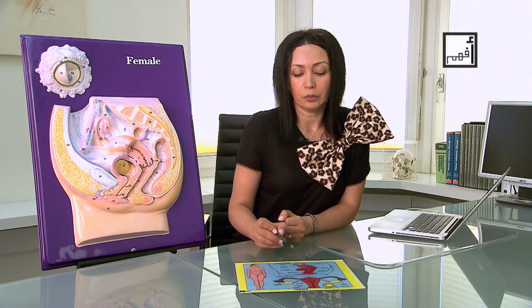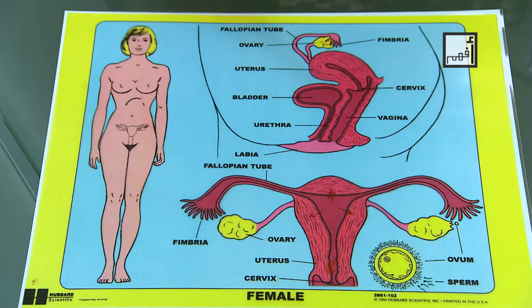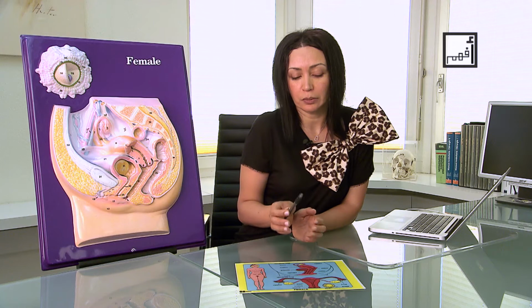There's also a side view of the uterus, as if we've cut an orange into two halves and are looking from the side on the inside of it.